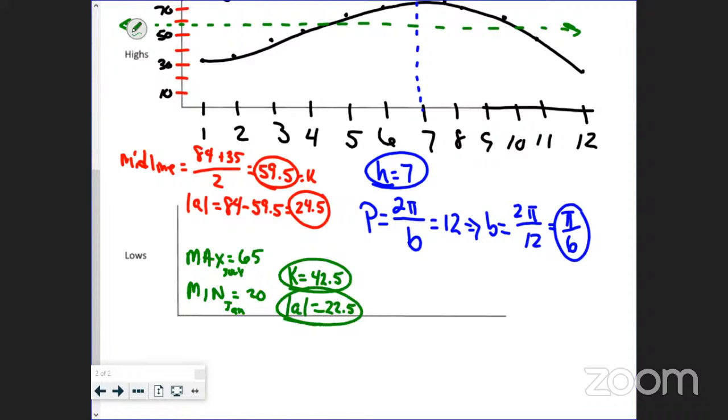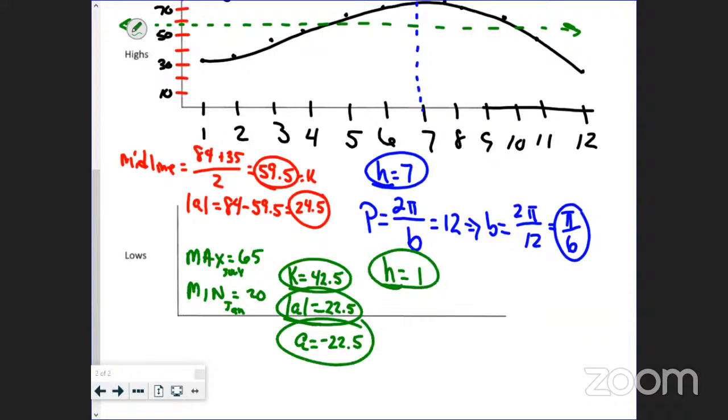Now, since January is a minimum, I'm going to shift it to January and do an inverted cosine. That's what I'm going to do. So I'm going to have my H value be 1. And that means my A value is going to be what? If I'm going to start at a minimum, my A value has to be a negative. So I'm just going to write that for myself. Boom.